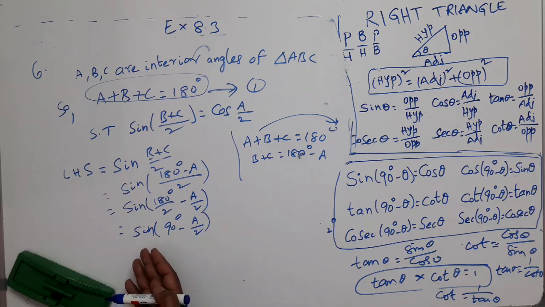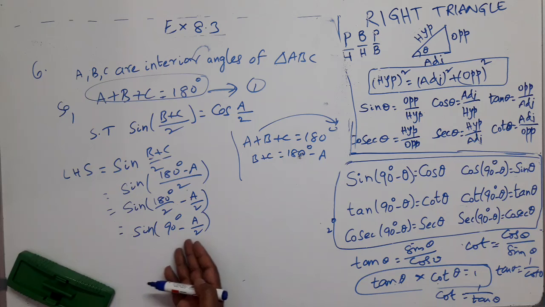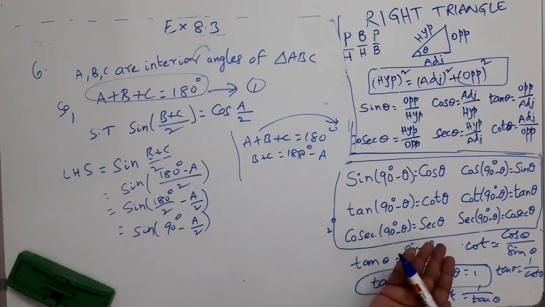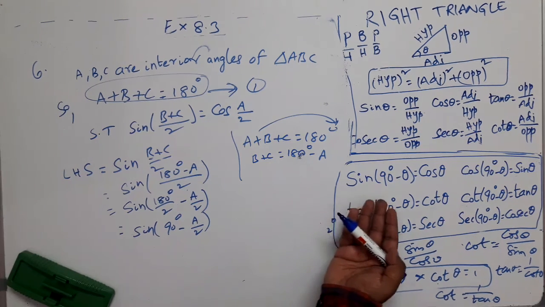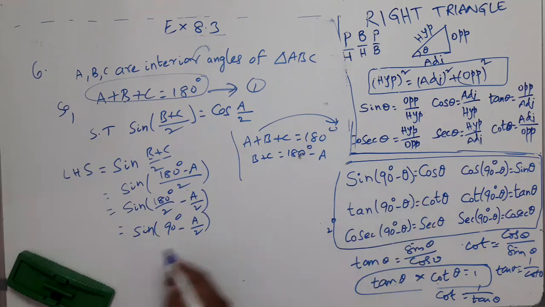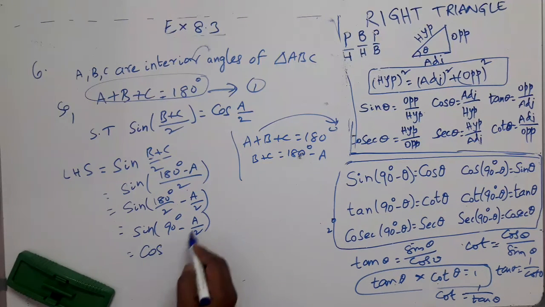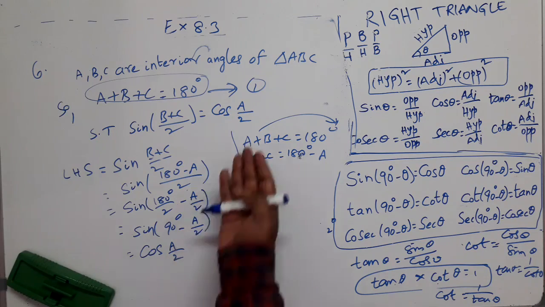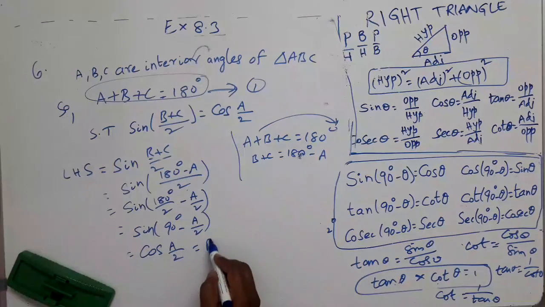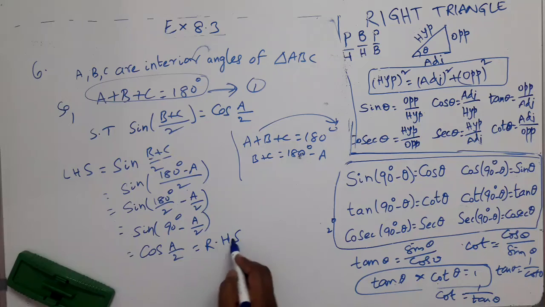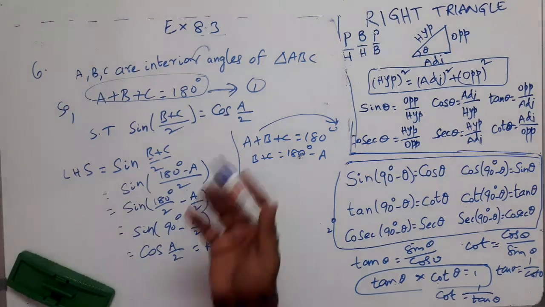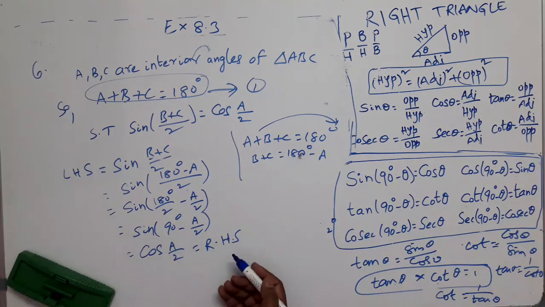In which form is this? Sine of 90 degrees minus something. Yes, we have 6 relations. Sine of 90 degrees minus theta is cos theta. So I can write it as cos of this, that is cos A by 2. But what is that? The right hand side part. In that way, we have started at the left hand side part and we have shown that the left hand side is equal to the right hand side part. Yes, this is the question. Question number 6, right?